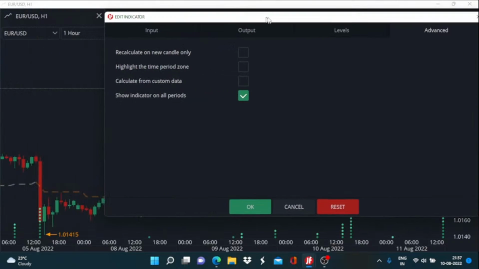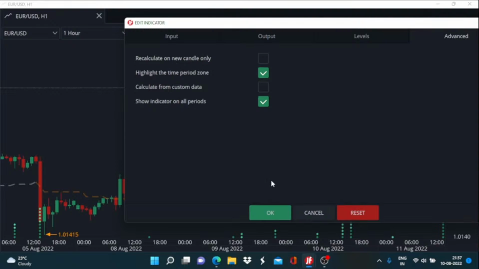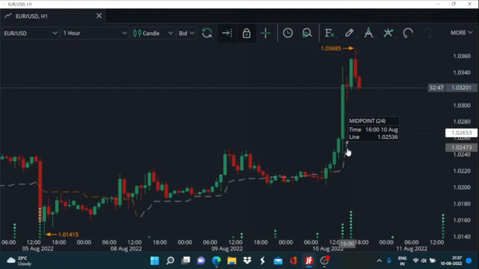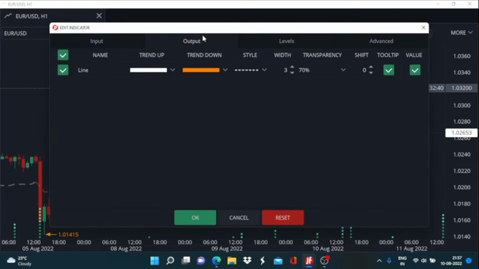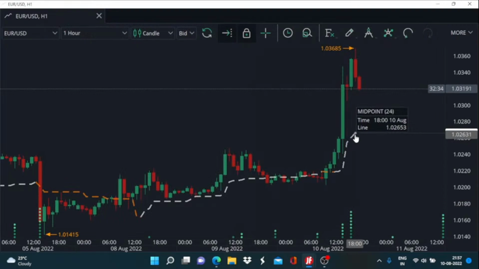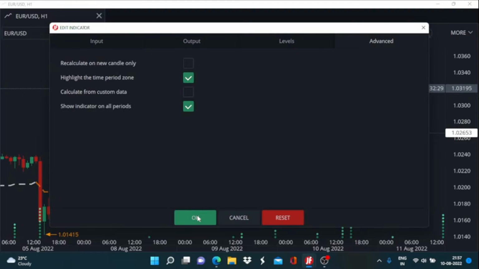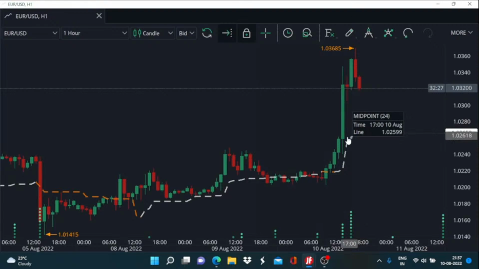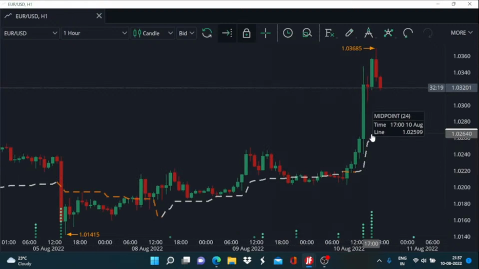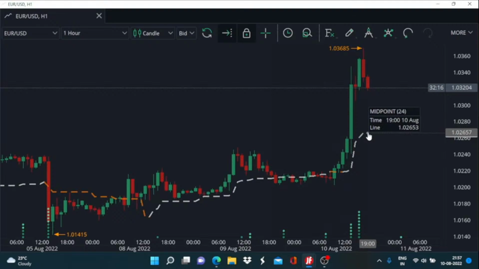If we want the calculation time period to be highlighted, then we can opt for this, and whenever we go for that, I think because the transparency is a lot lower, we are not really observing the highlighted portion. Let me see, highlight the time period zone. Okay, so it is being highlighted, but it is not that prominent. Last 24 hours worth of data gets highlighted here.